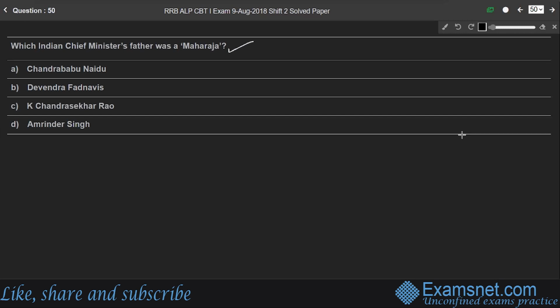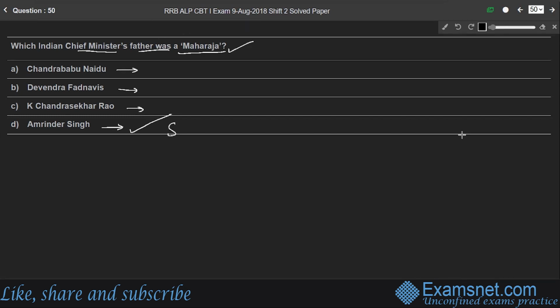Question number 50. Which Indian chief minister's father was a Maharaja? So here options are Chandrababu Naidu, Devendra Fadnavis, K. Chandrasekhar Rao, and Amarinder Singh. So here students, Captain Amarinder Singh, right? So option D is the right answer, right? So his father was a Maharaja. So Captain Amarinder Singh is the son of the last Maharaja of the princely state of Patiala.